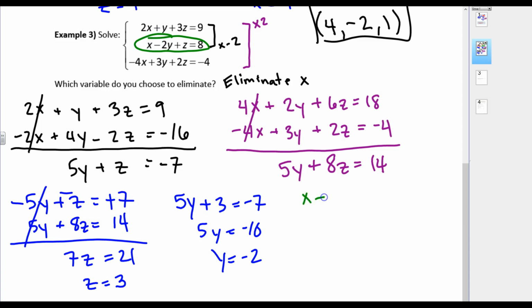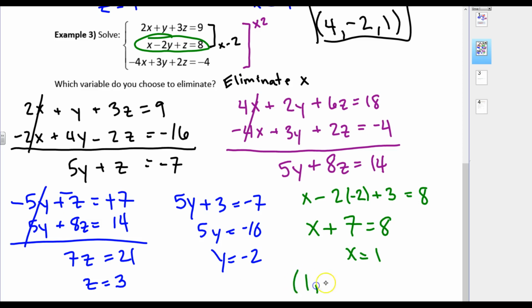And x minus 2 times negative 2 plus 3 equals 8. So that gets me x plus, that's 4 plus 3 is 7 equals 8. So I get that x is 1. So my final answer is 1, negative 2, 3.